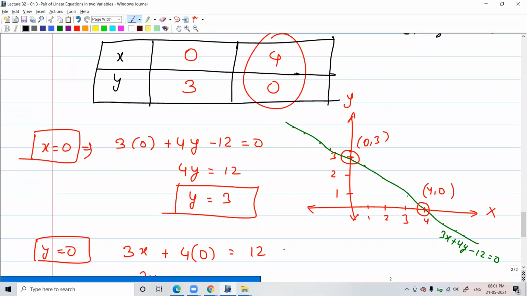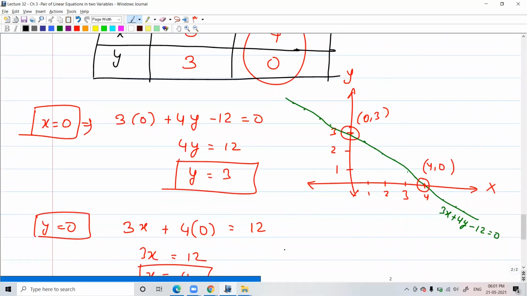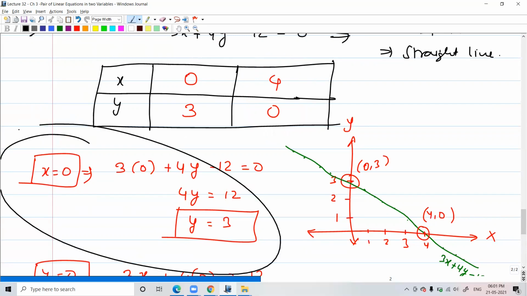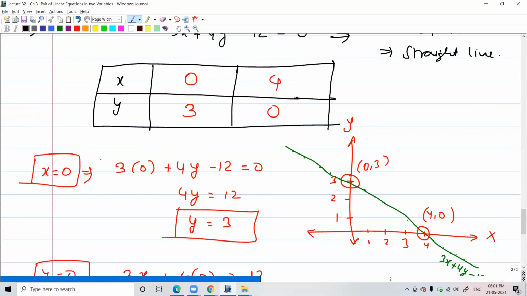Now, how many ways are there to find those solutions? See, first I found these two solutions, 0, 3 and 4, 0. These two solutions I found using calculation by the algebraic method. And once you find the graph, now graphically also I can find other solutions. I can see this point over here and this point over here. Wherever they meet, this point is a solution. So I can figure out the coordinates of that point, what is the x value here and what is the y value here, and you can say that that is also a solution for this equation. But here my graph is of course not perfect. So it may seem that it is 2, 2, but it will not be the solution over here.